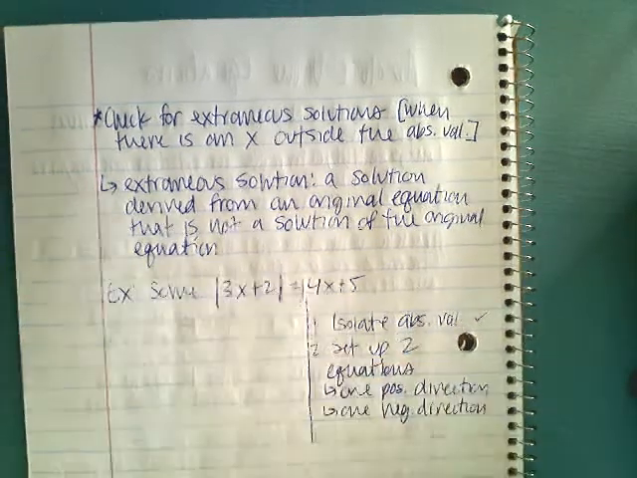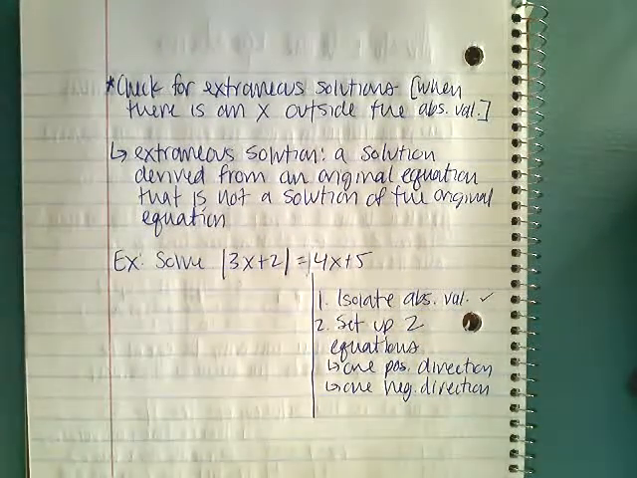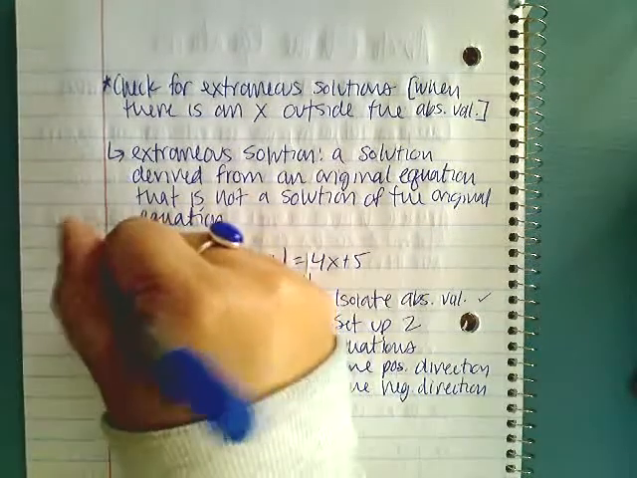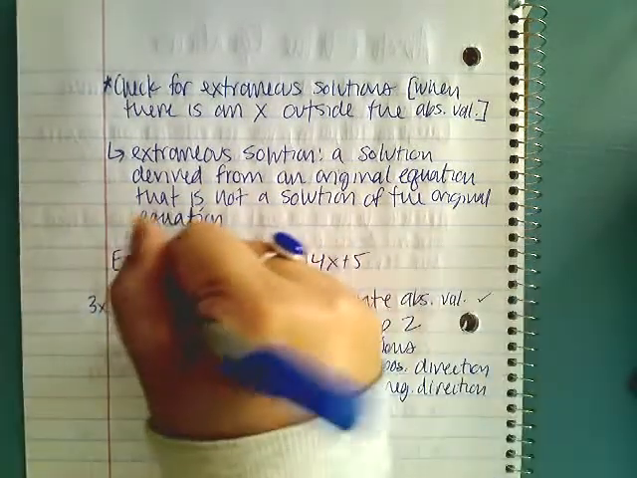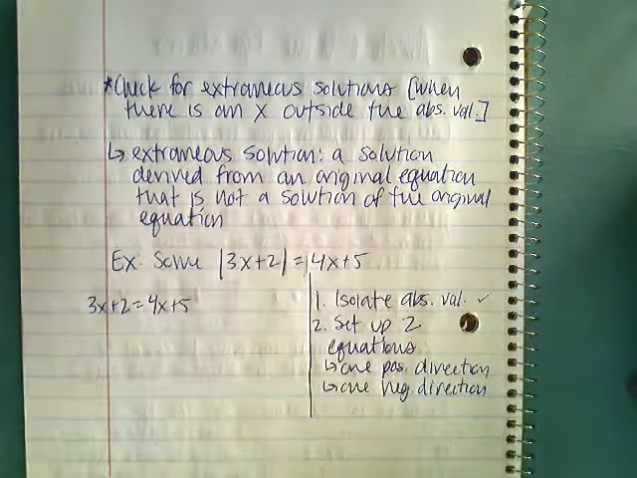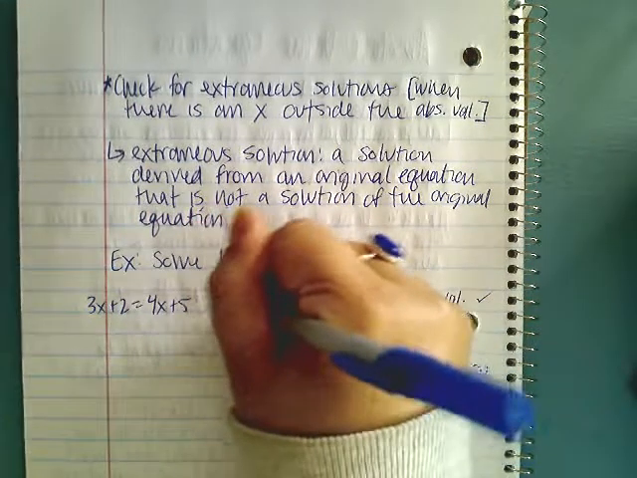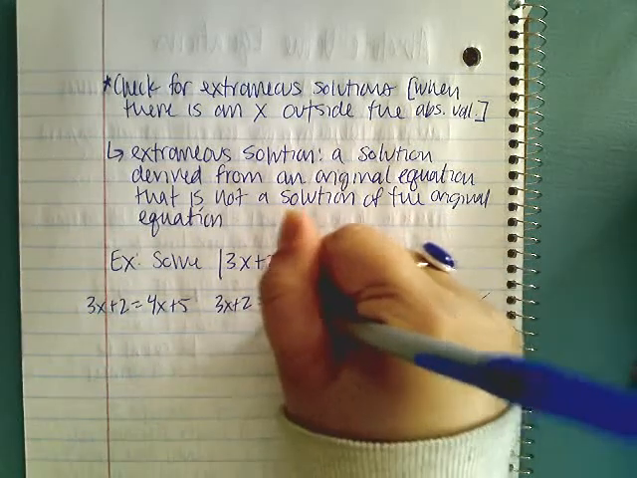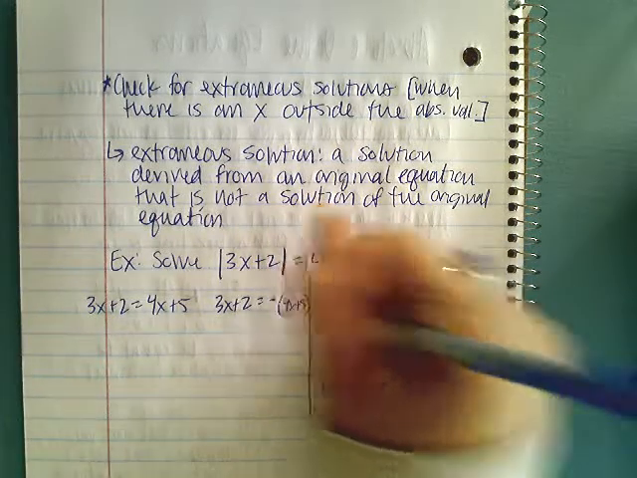So I have to account for if the distance was in the positive direction or the negative direction. So I end up with 3x plus 2 equals our original problem, 4x plus 5. My other one is going to be 3x plus 2. So notice what's inside here doesn't change. It's equal to negative and then parentheses 4x plus 5.